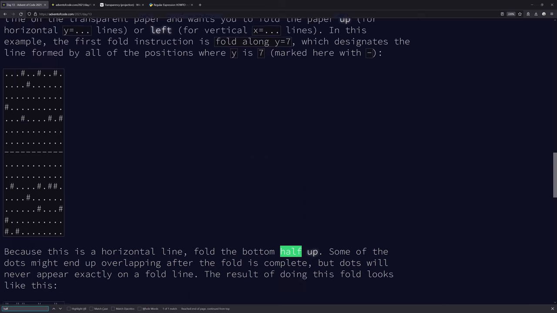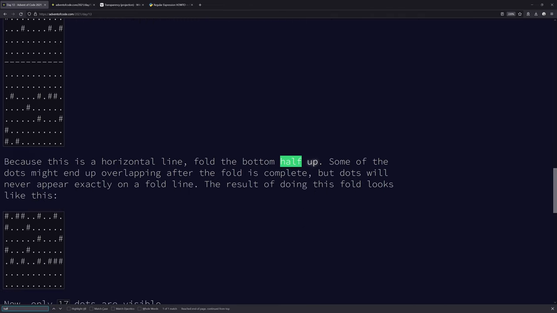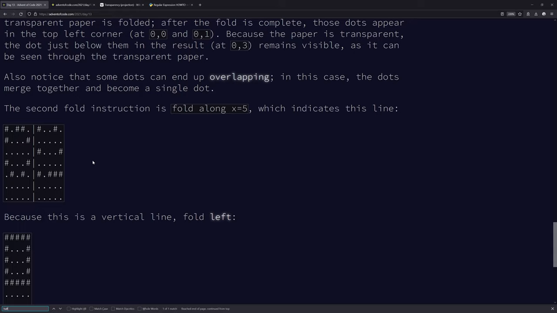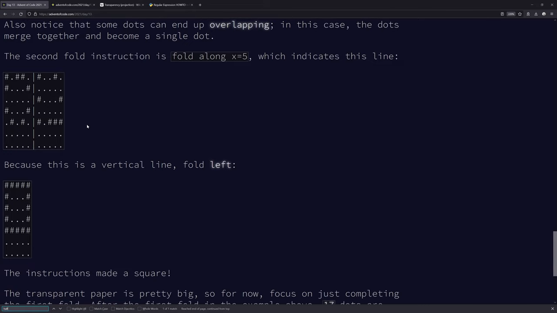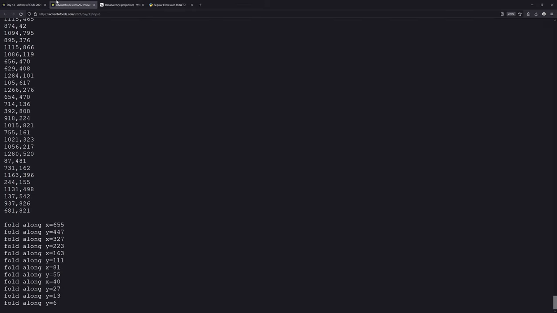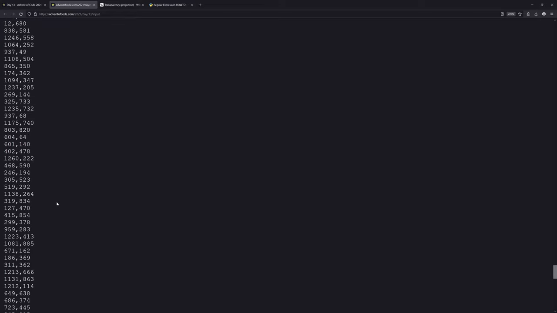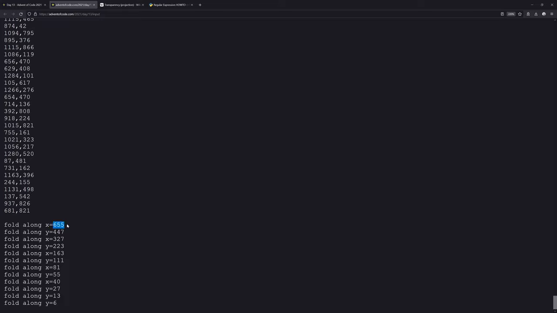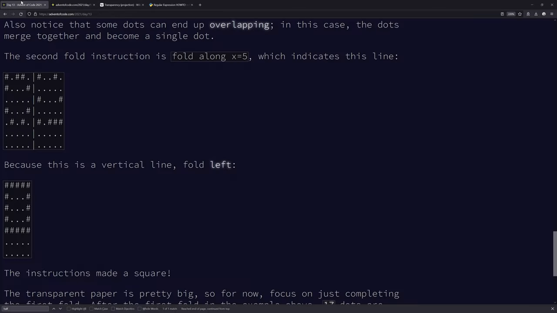It says half. If it's always going to be half folds, this is way easier than I'm making it out to be. But I'm going to handle the non-half folds. Right? I guess they're telling us here, because the first one's almost guaranteed to be a half fold, that our x is 655. 655 must be the middle. Right? And 447, I'm betting, is the middle also, just by the nice input rule.